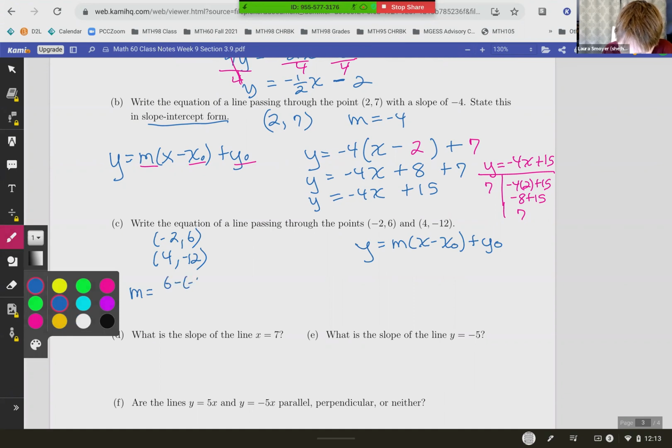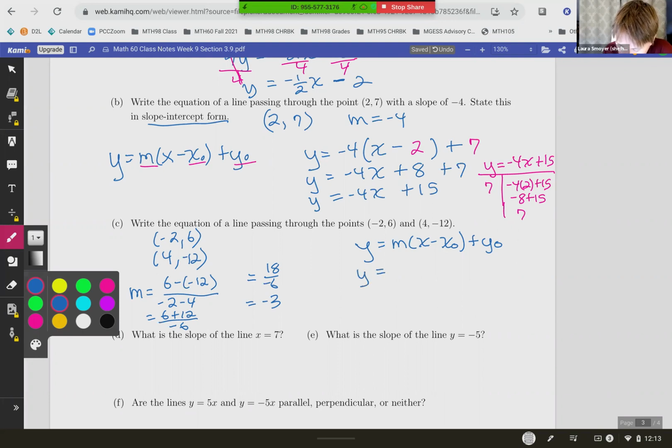6 minus -12 over -2 minus 4. That's 6 plus 12 over -6, or 18 over -6. 18 divided by -6 is -3.